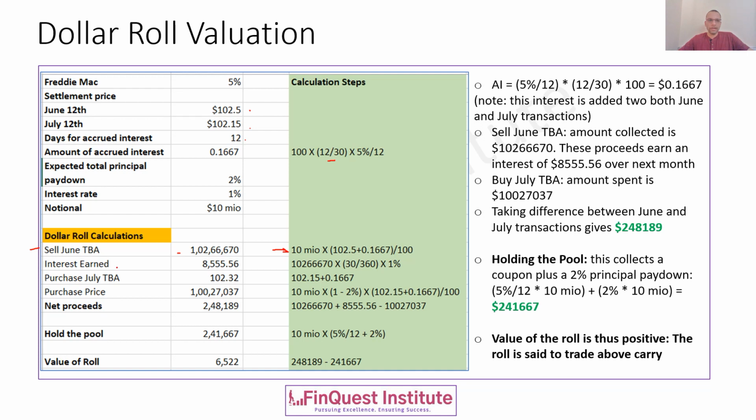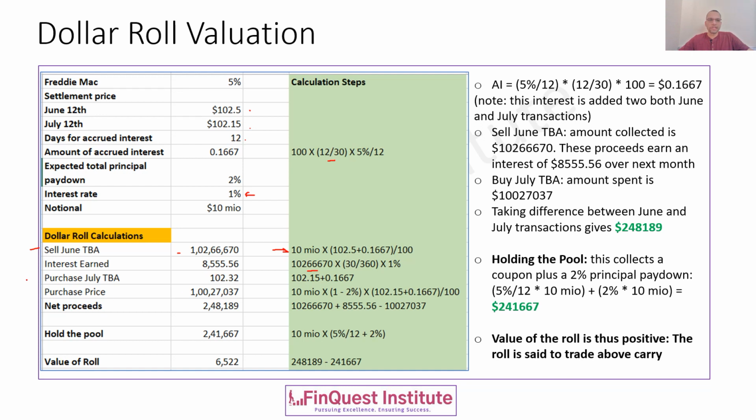Now we can calculate the interest earned. So that interest earned will be dependent on this interest rate of 1% which is given. So we have this value which we just calculated into 30 by 360 into 1%. This comes out to be around roughly 8,500 US dollars.